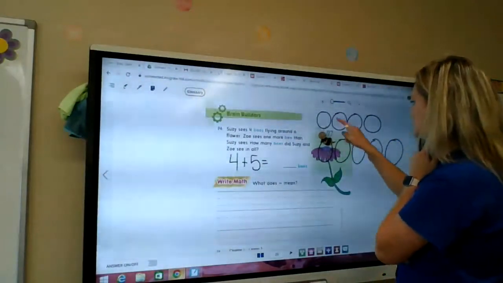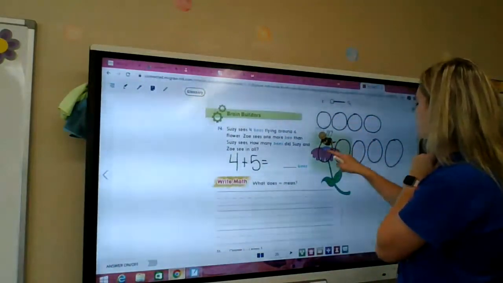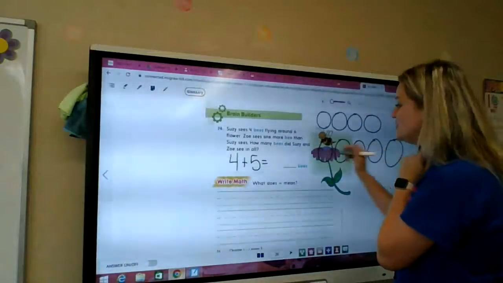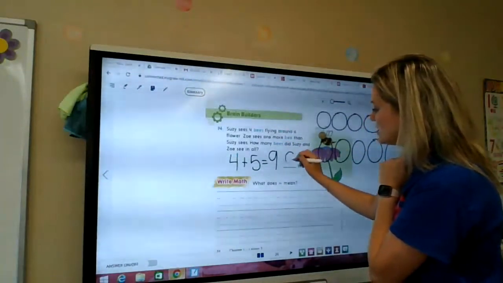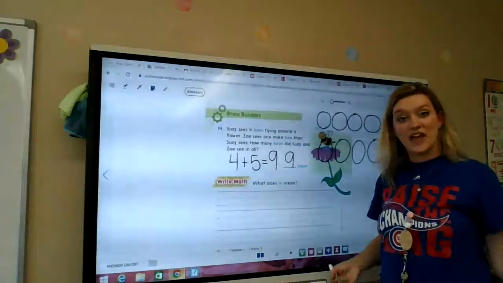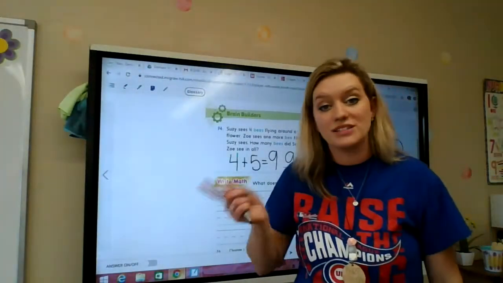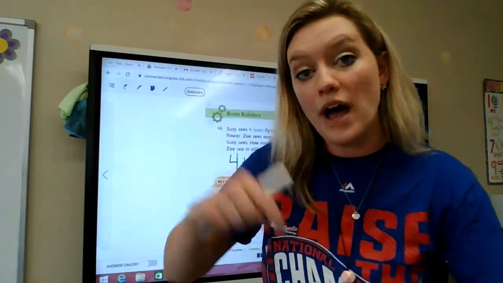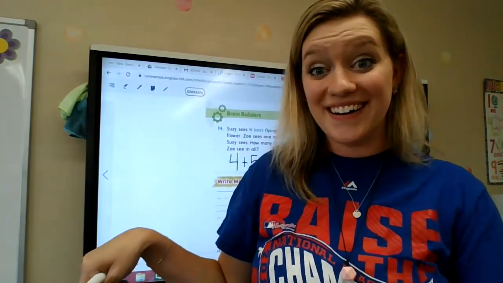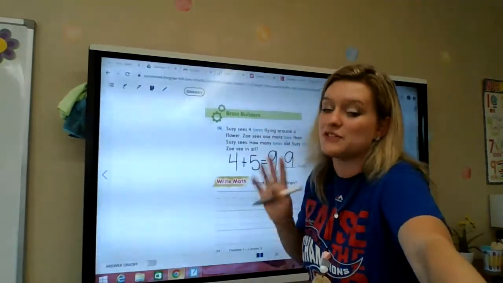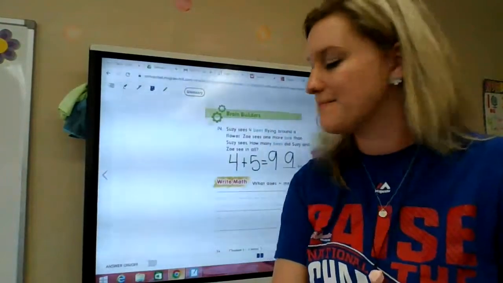So how many bees is that? 1, 2, 3, 4, 5, 6, 7, 8, 9. So they saw 9 bees all together. That one's kind of tricky because it wasn't just 1 more bee. It was 1 more than her friend saw. So we had to be careful and make sure that it was 5 bees instead of just 1 bee.